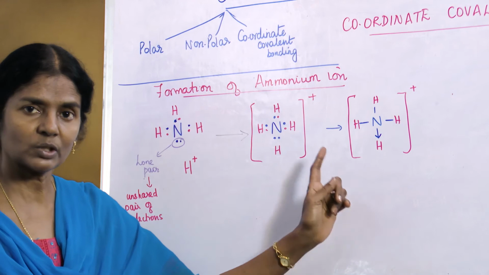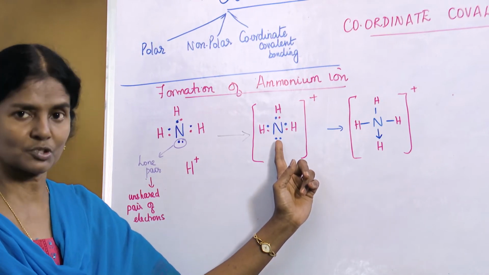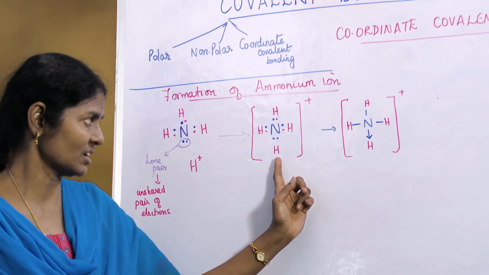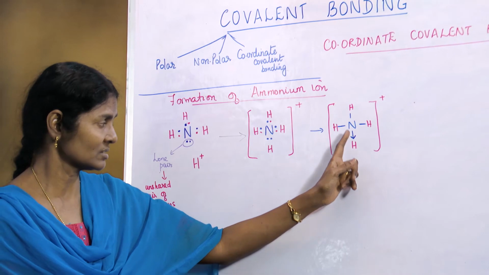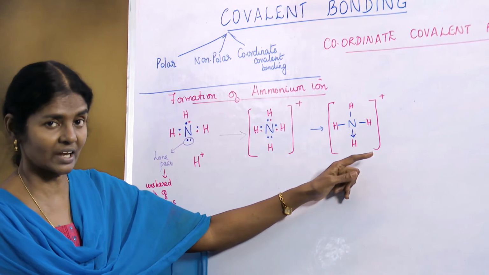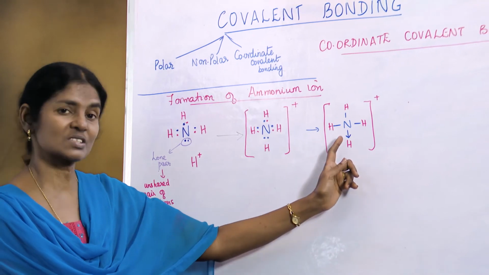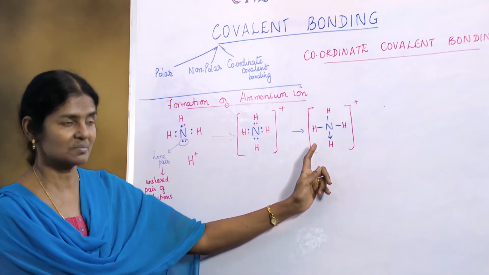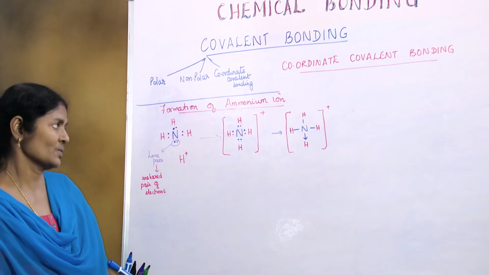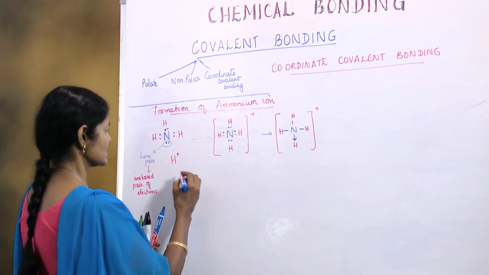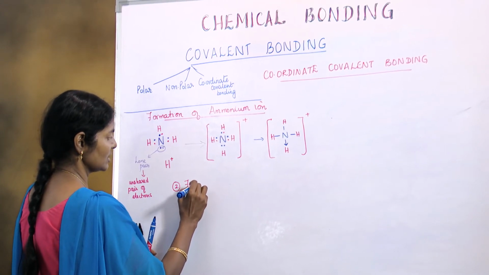So whenever we do this, we should take care that either you write 2 dots and that is being shared, or you represent it by an arrow mark which denotes that the shared pair comes from nitrogen to hydrogen. Don't put both together, that will be a mistake. Okay, so this is the formation of ammonium ion. Okay, the next one is formation of hydronium ion.